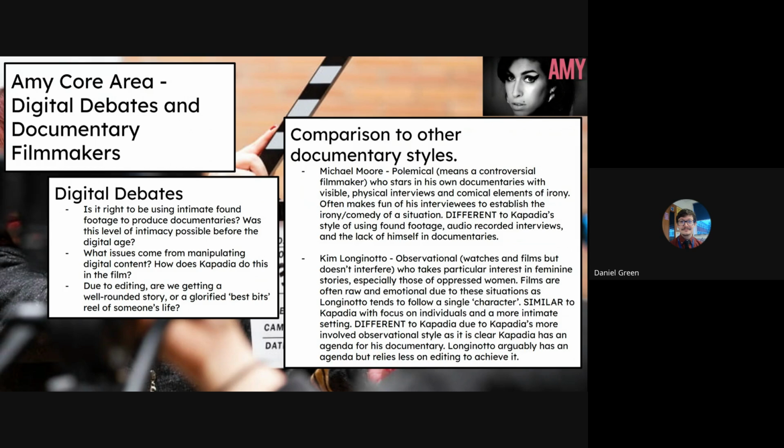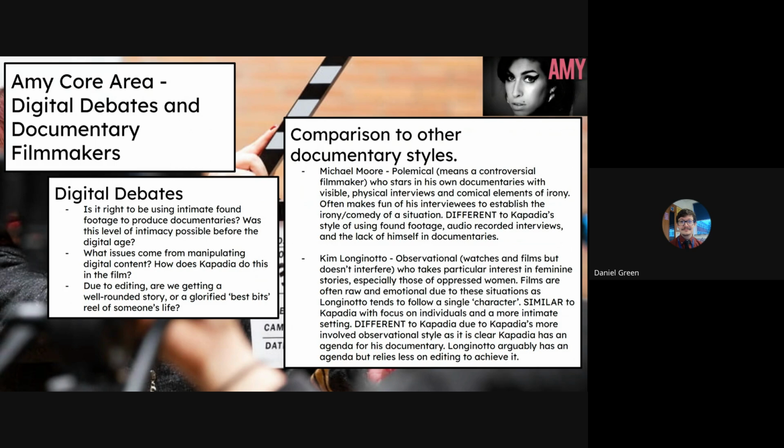And also, finally, at the end there, due to editing, are we getting a well-rounded story or a glorified best bits reel of someone's life? Now, this is quite an important one, I think, because the way the film is put together, it's very linear, because obviously we get to see Amy as she's young and talented all the way till the end when she's literally being taken out of her house in a body bag. So we see all of these moments of her life.